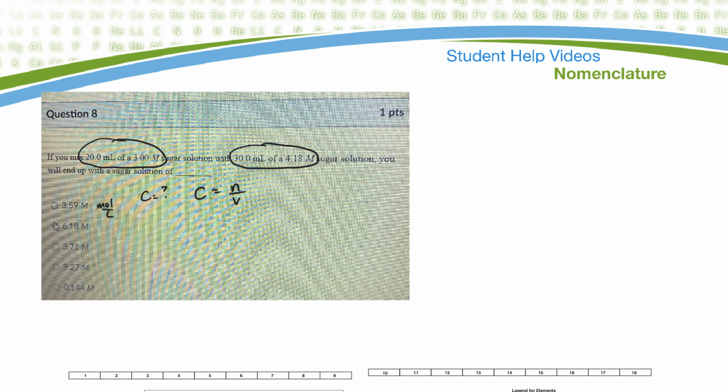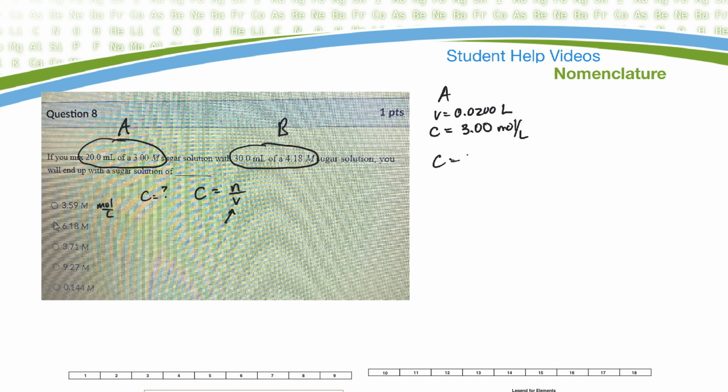So if I can figure out the total number of moles of sugar I have, then I just divide it by the total volume. So let's look at each one. Let's call this solution A, and this one's B. So let's look at A. In A, they gave me a volume of 0.0200 liters. Notice I convert it to liters. And they gave me a concentration of 3.00 moles per liter.